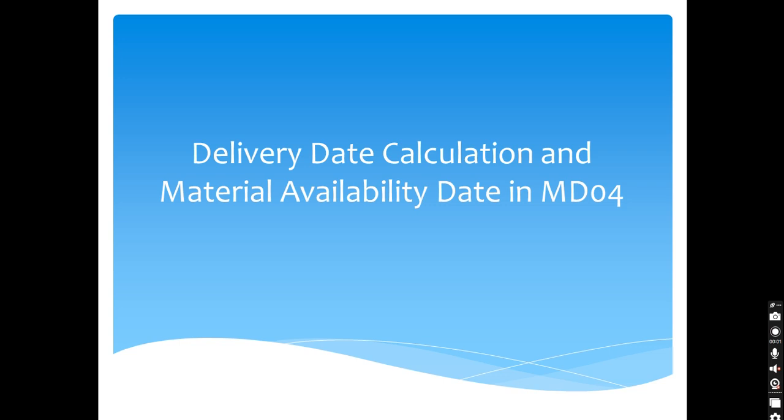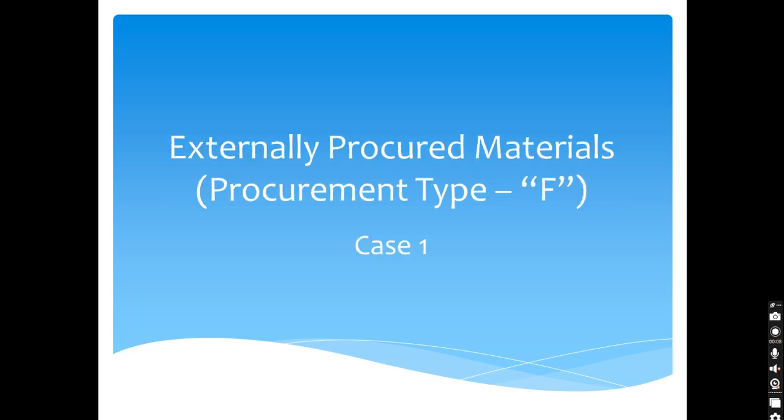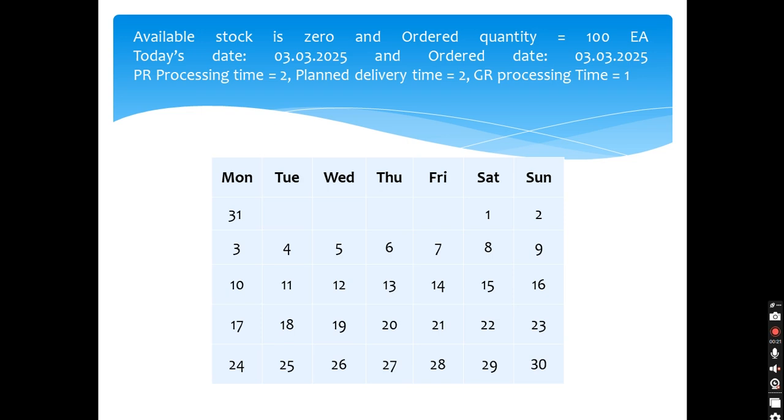Hello friends, today we are going to discuss delivery date calculation and material availability date in MD04. For this we'll consider a few examples. First of all, we'll see how the system calculates delivery date and material availability date in case of externally procured materials. In this case, we'll consider processing time as 2 days, planned delivery time as 2 days and GR processing time as 1 day.